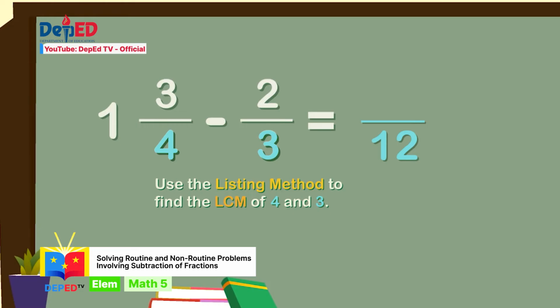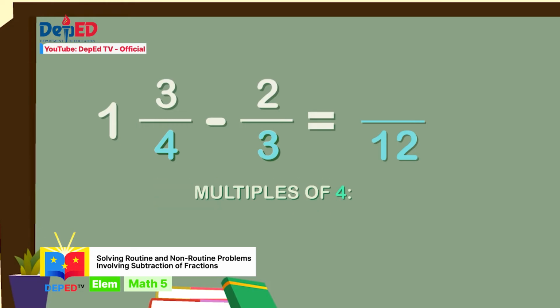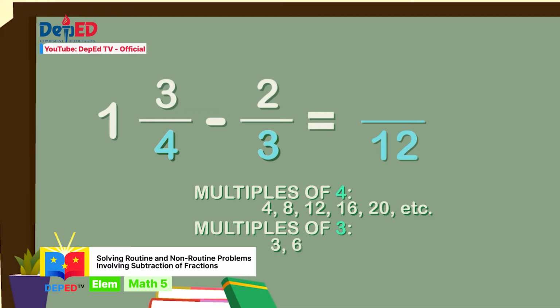of 4 and 3. The multiples of 4 are 4, 8, 12, 16, 20, and so on. And the multiples of 3 are 3, 6, 9, 12, 15, and so on. Notice that there is no common multiple lesser than 12. Therefore, the LCD of 4 and 3 is 12.